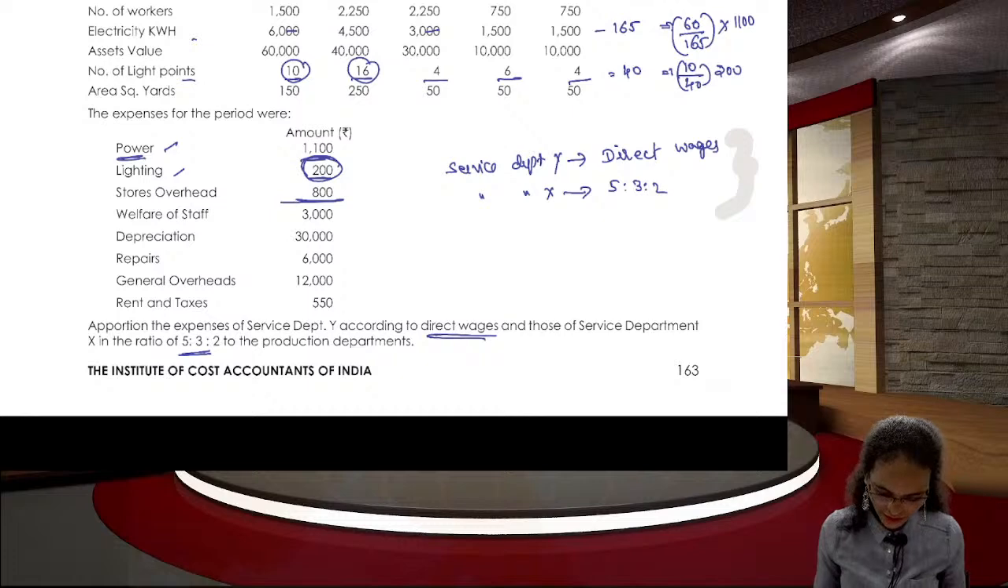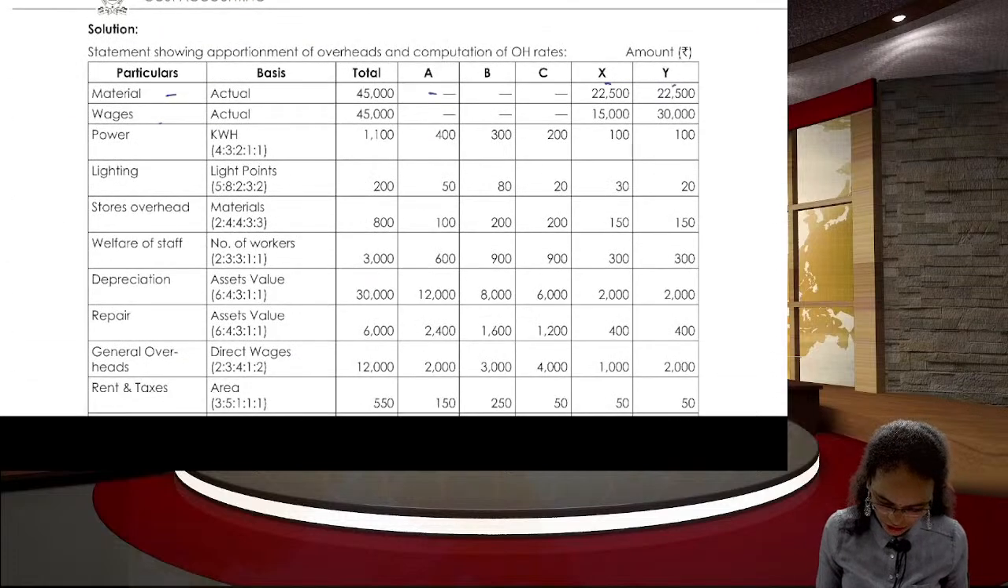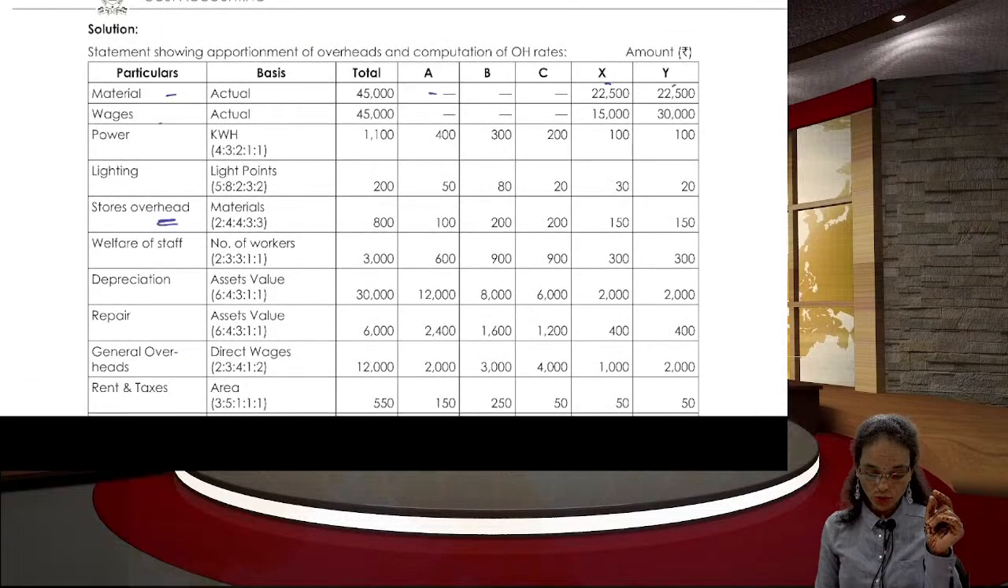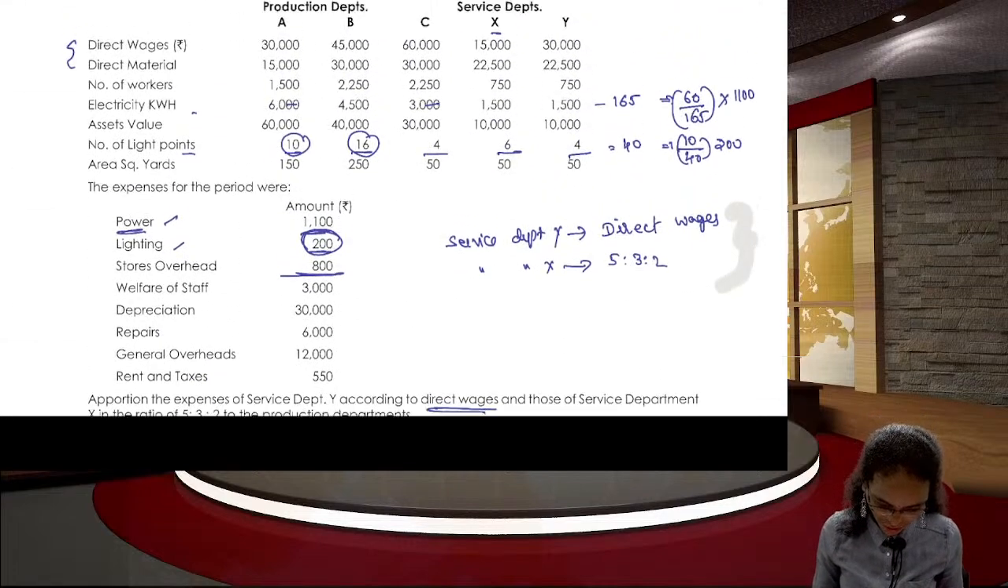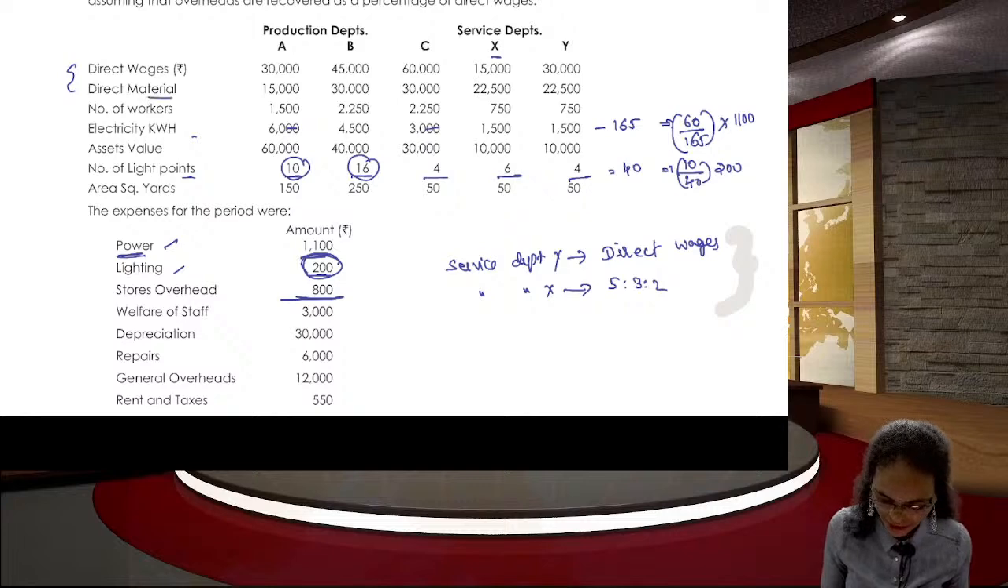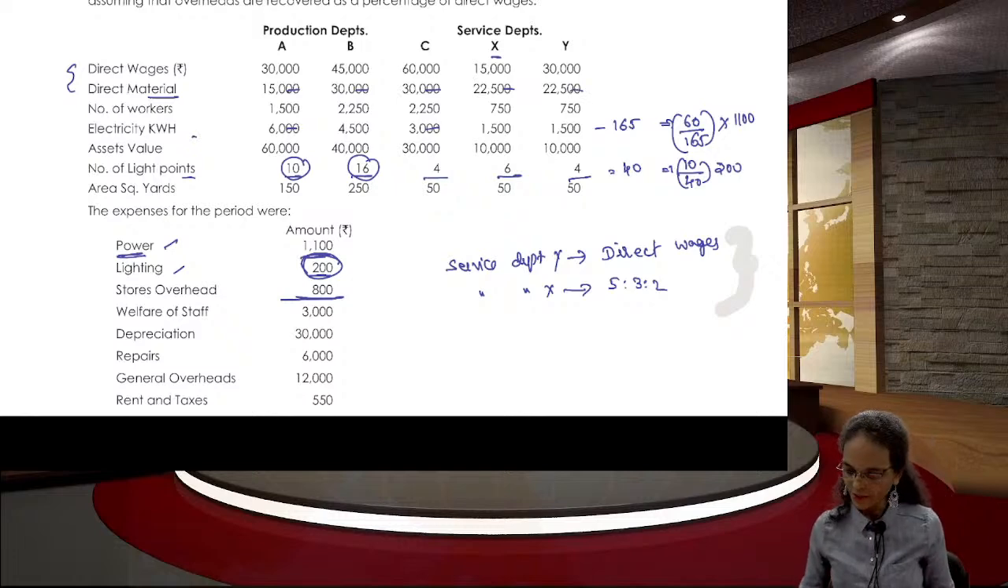Stores overhead. See, from the answer only I will tell you. Stores overhead should be on the basis of the material. Come back here. Material information, where is it given? Material here. See, this one. You do one thing. Everywhere you have 2 zeros. You remove 2 zeros.